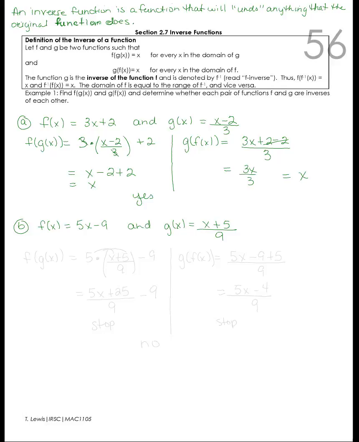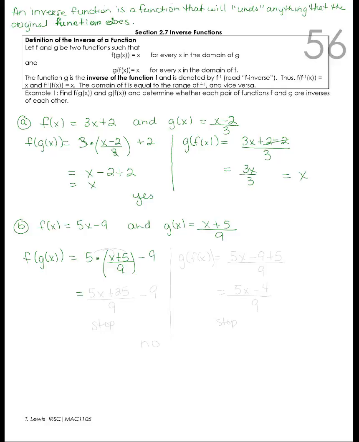So let's just verify why the answer is no. We're looking for f of g of x. So we're going to take the expression of g of x, which is x plus 5 over 9, and substitute it into the equation for f of x, for the variable x. So you're saying 5 times, what are we putting for x? x plus 5 over 9, minus 9. So you say, okay, Miss Lewis, what are we doing here? Okay? All right.